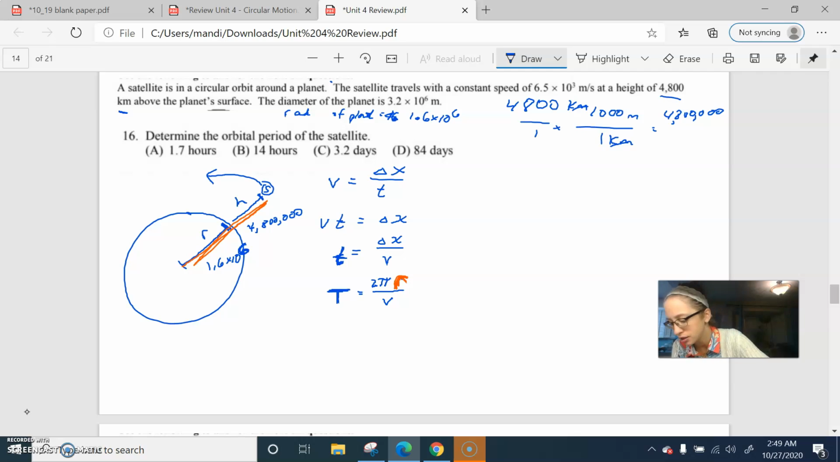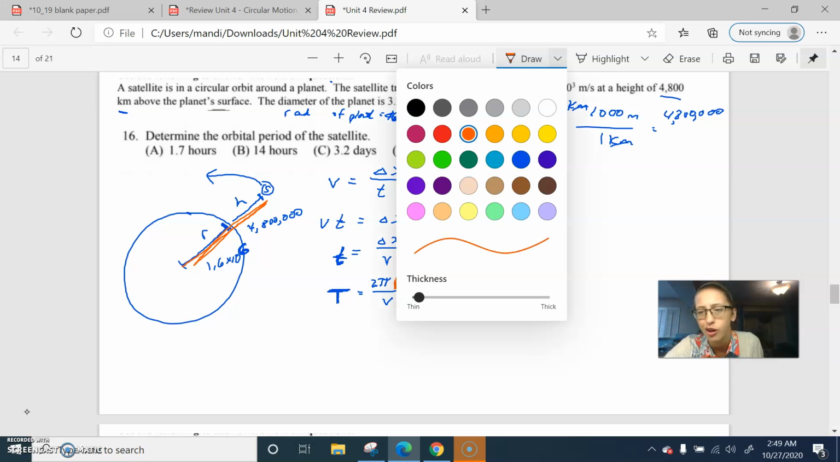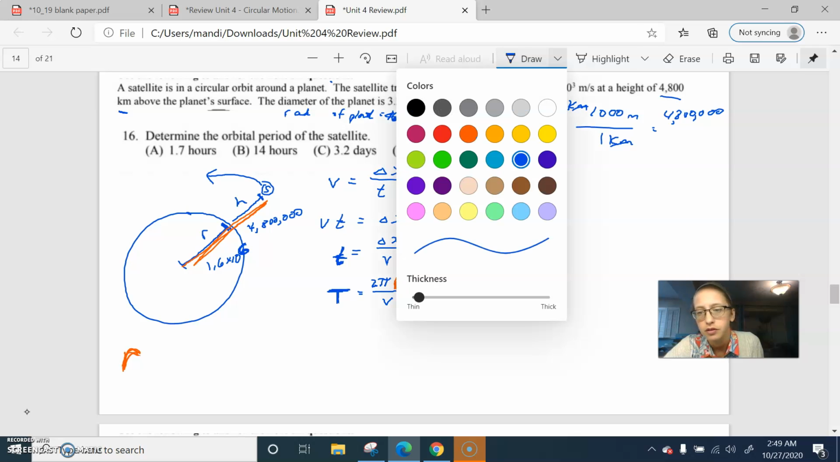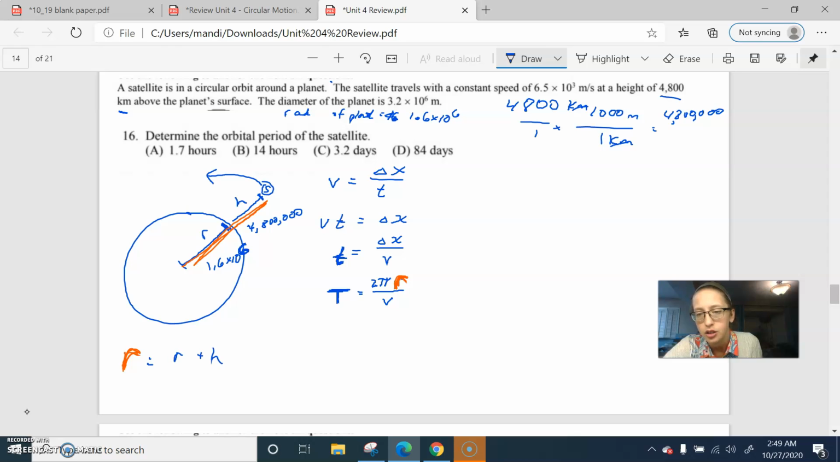So for that full radius, the orange one that we have to plug in here, we have to add those up. That plus 1.6 times 10 to the 6 is a big number. So I'm going to do my orange again. So r, the total, equals that r plus that h, so that's 1.6 times 10 to the 6 plus 4,800,000, which equals 6,400,000 meters.